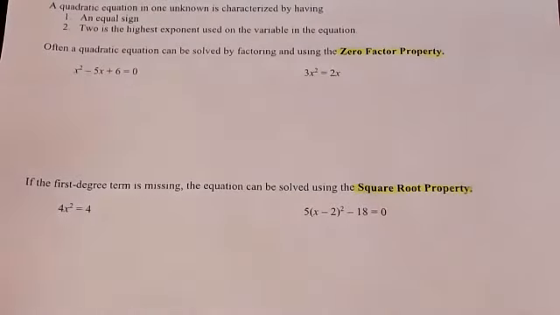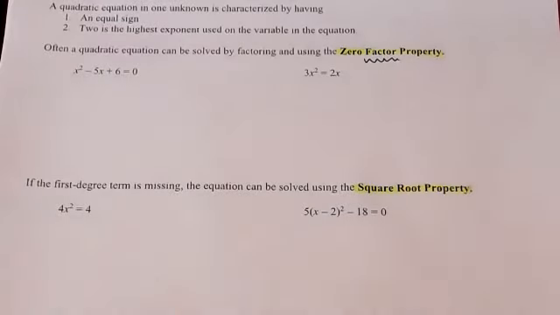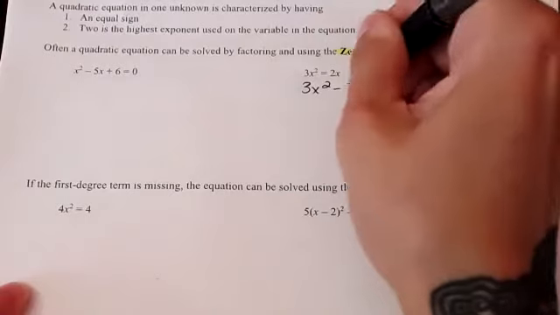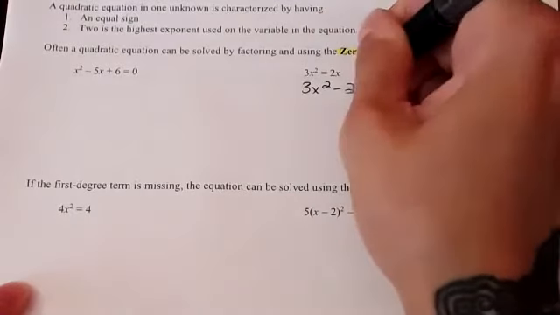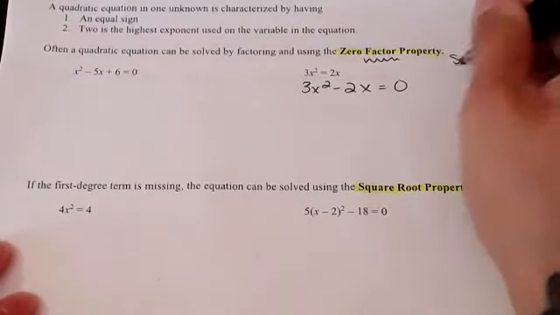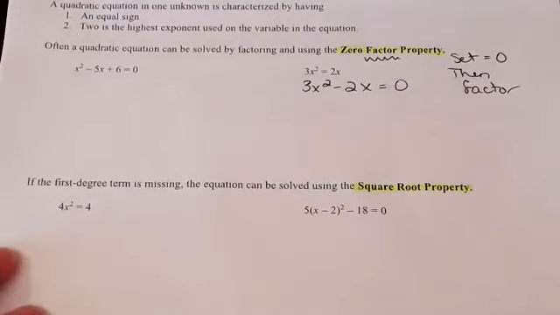When we talk about zero factor property, that's the magic word. We're going to try and factor. As always, for instance, with this second one, we're going to subtract 2x so that we can set it equal to 0, and then factor. We just saw this, and then you would go ahead and factor.